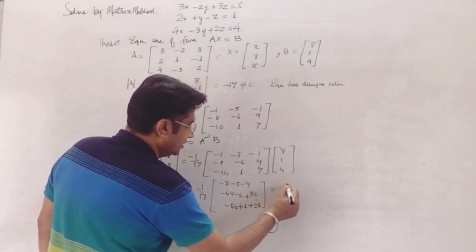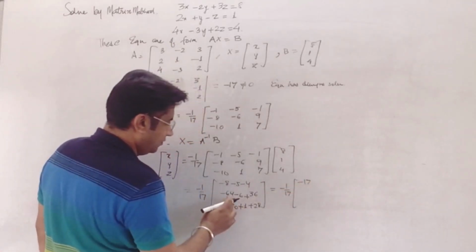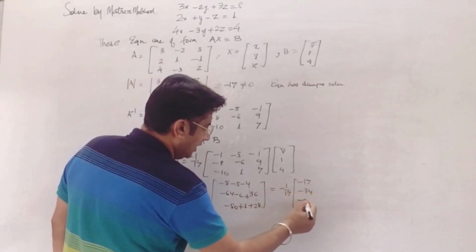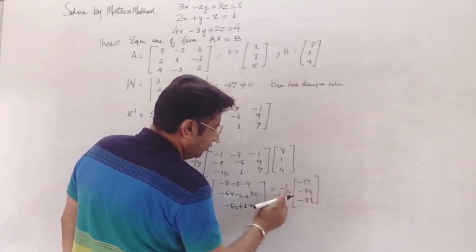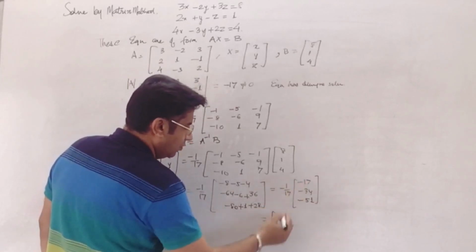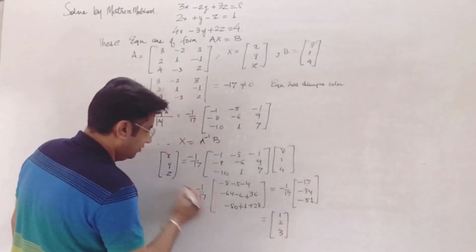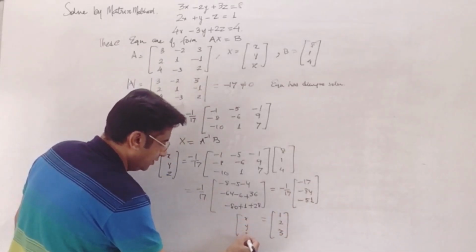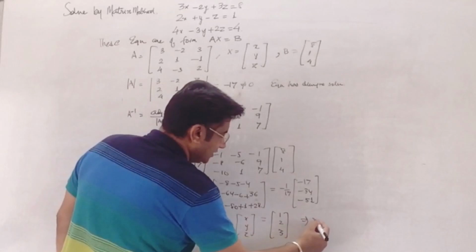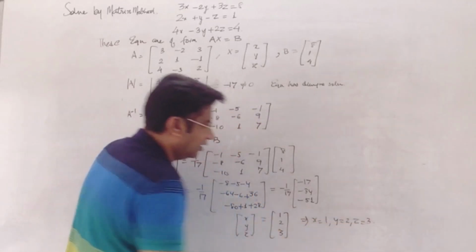Now you will calculate this. It will be minus 17, minus 34 and minus 51. You multiply minus 1 by 17 with this. You will get 1, 2 and 3. Here it was x, y, z. The values are x is equal to 1, y is equal to 2 and z is equal to 3.